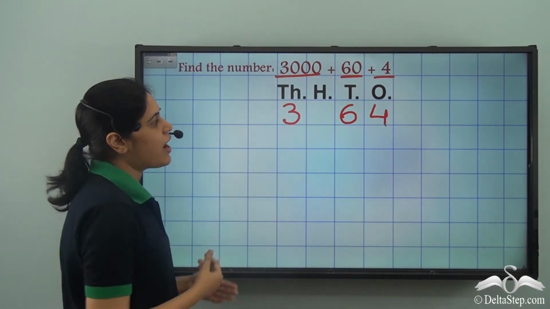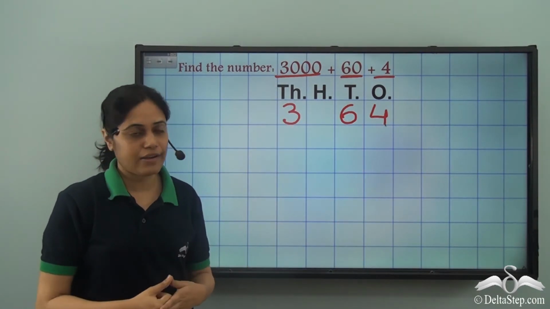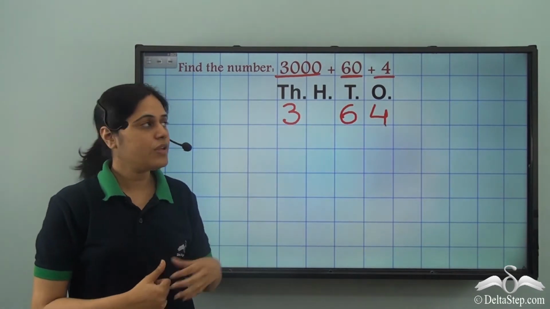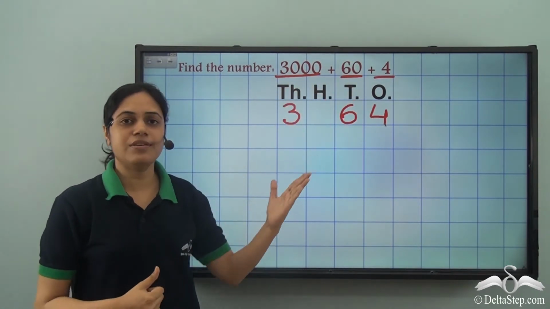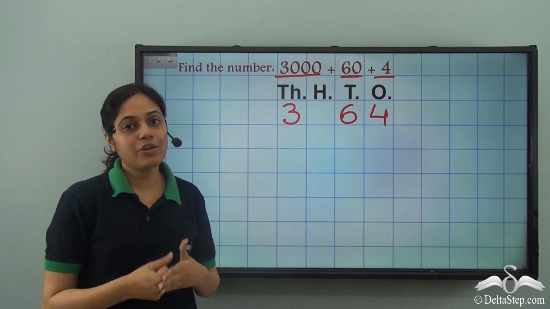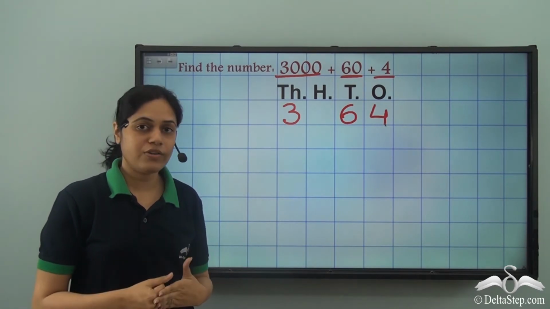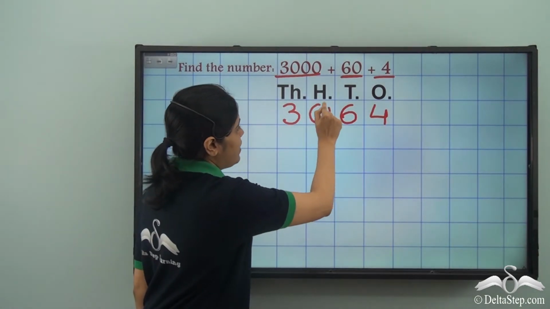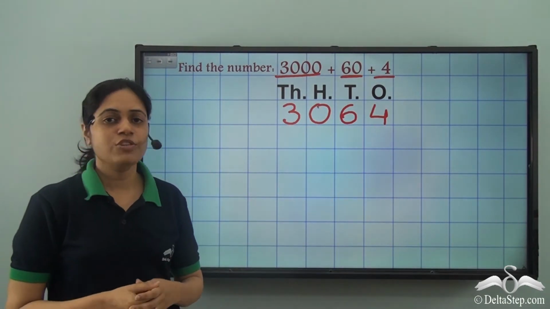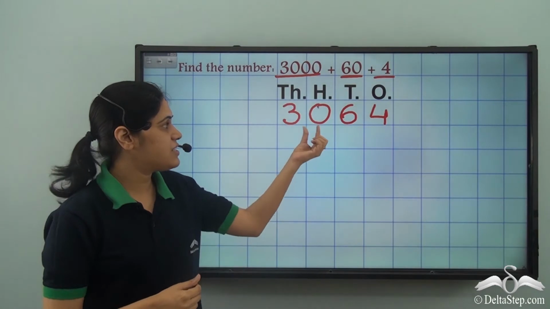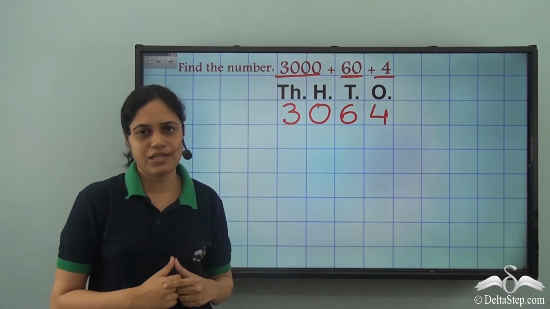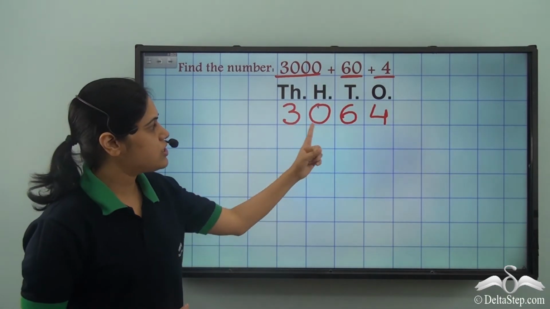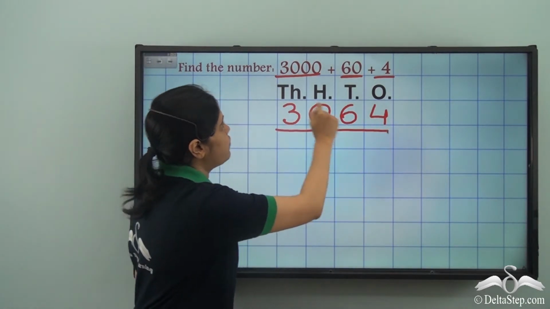But you see that the hundreds digit is blank. There is no number here because there are no hundreds here. And what do we mean by no hundreds? No hundreds means 0 hundreds. So I will have a 0 here. So recall that when we had 0 hundreds, we skip writing it. We don't write it. So this is 3064.